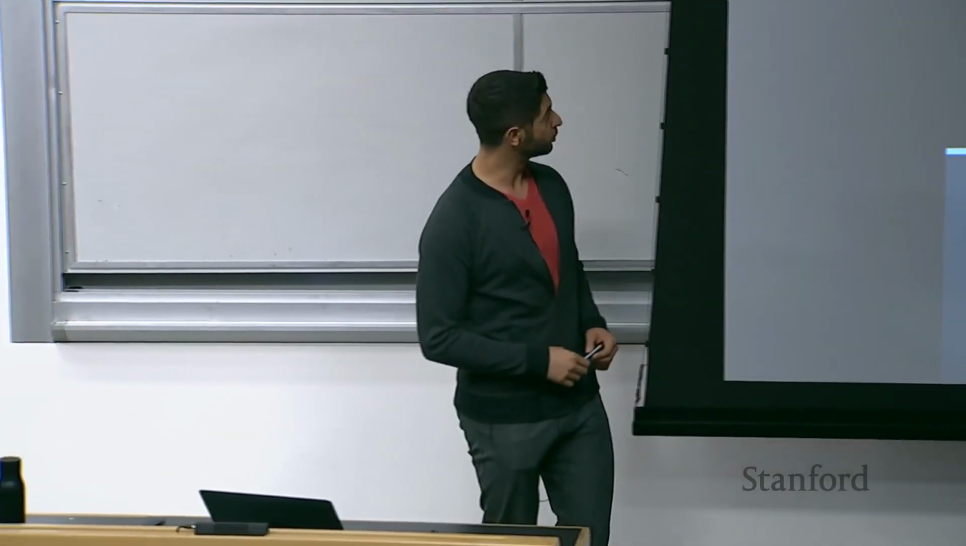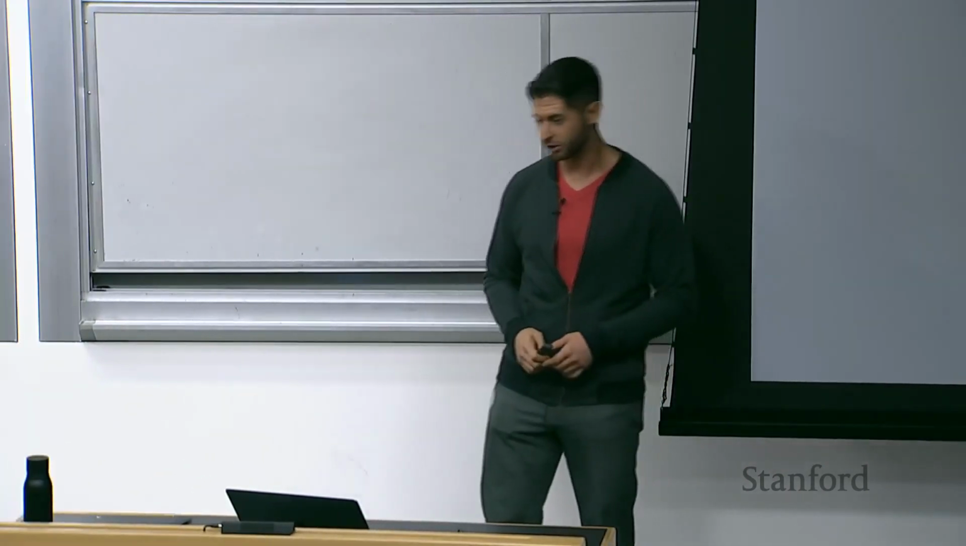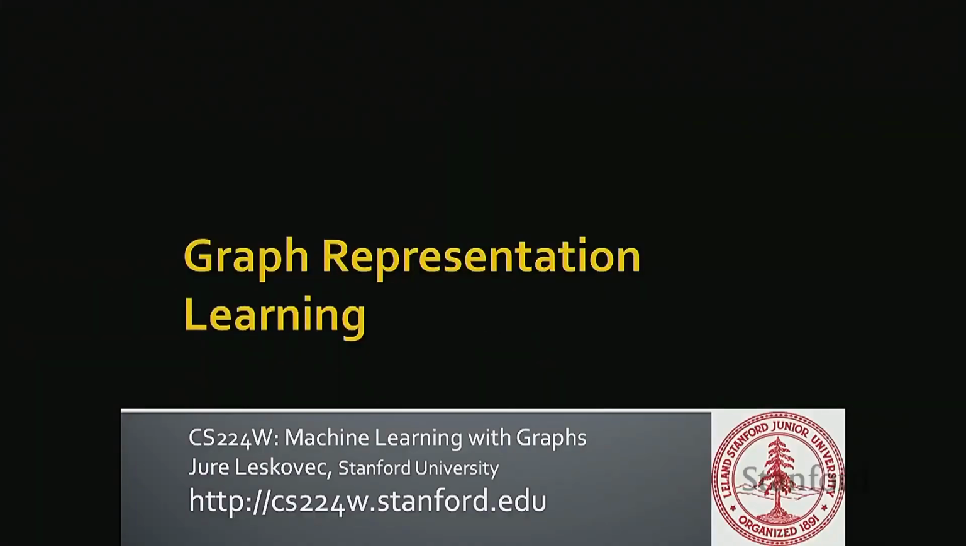So today we're going to be talking about graph representation learning, and as promised from last week, we're going to start to cover the most recent topics in machine learning related to graphs. If you've been following the evolution of deep learning, you know that the field of representation learning is producing a lot of exciting work, and what we're going to try to do today is to give an overview of how representation learning can be applied to graphs.